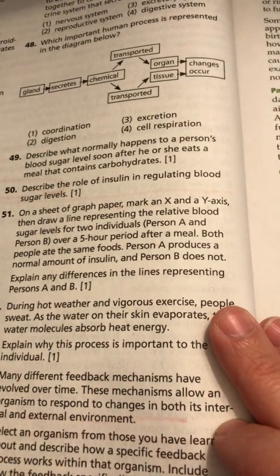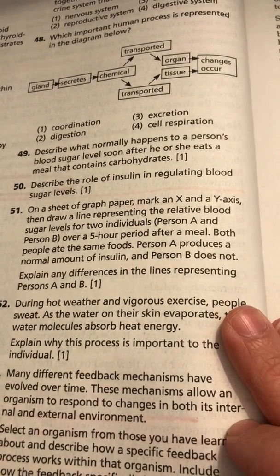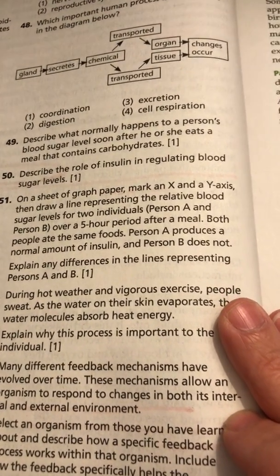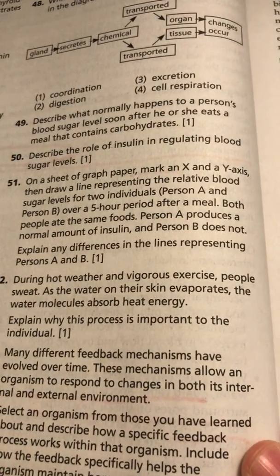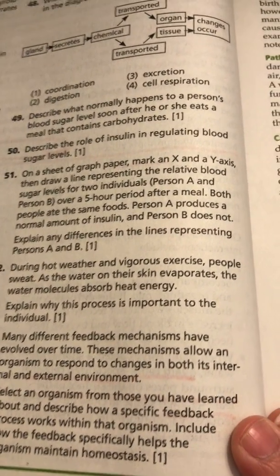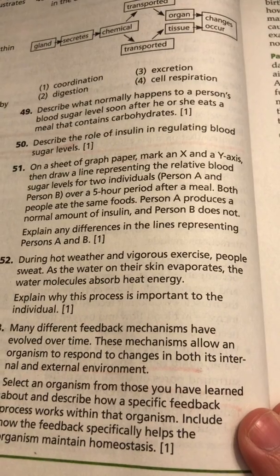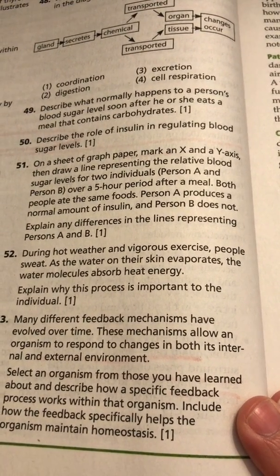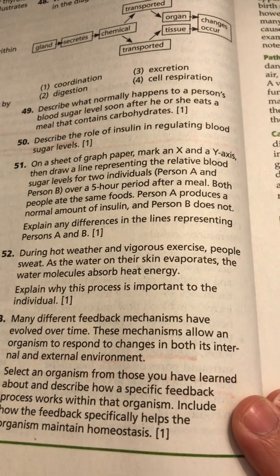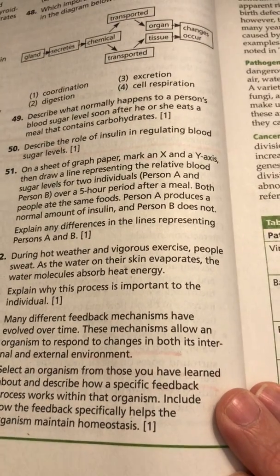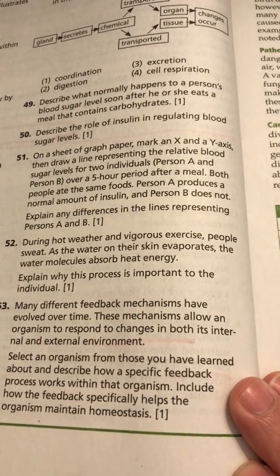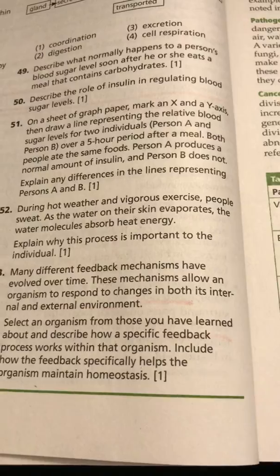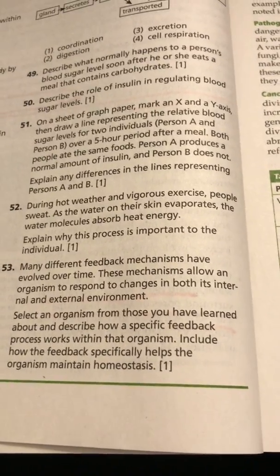49. Describe what normally happens to a person's blood sugar level soon after he or she eats a meal that contains carbohydrates. 50. Describe the role of insulin in regulating blood sugar levels. 51. On a sheet of graph paper, mark an X and a Y axis, then draw a line representing the relative blood sugar levels for two individuals, person A and person B, over a 5-hour period after a meal. Both people ate the same foods. Person A produces a normal amount of insulin and person B does not. Explain any difference in the lines representing person A and person B.